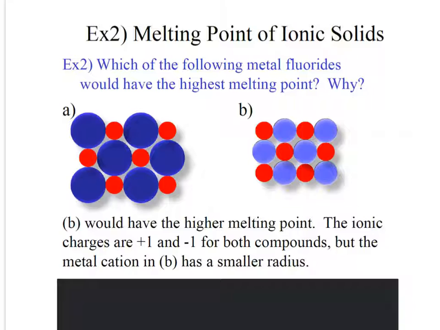So B would have the higher melting point because the charges are +1, -1 for both compounds, but the metal cation has a smaller radius. So you'll have to answer questions like this on the AP exam, and you'll also have to explain why one ion is smaller than another.